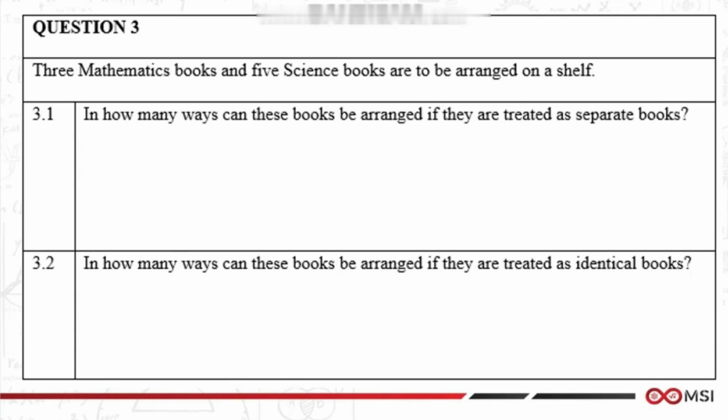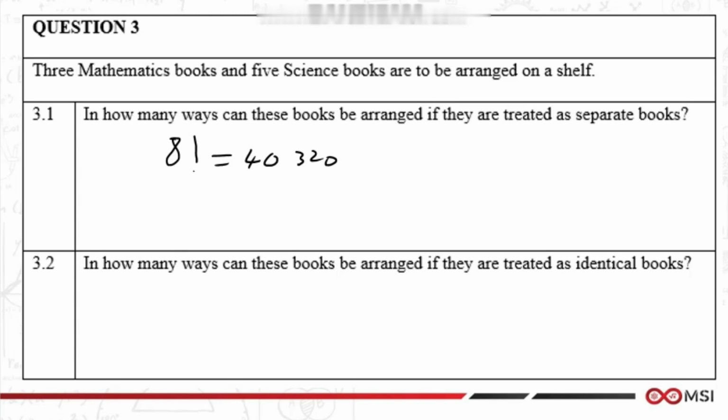So 3.1, we say that all books are different. Then therefore, how many books do we have on the shelf? We have 8 books and we are just arranging 8 books on the shelf. How many ways to arrange 8 items? This gives us 8 factorial ways. Then 8 factorial is 40,320. All right, that was 3.1.